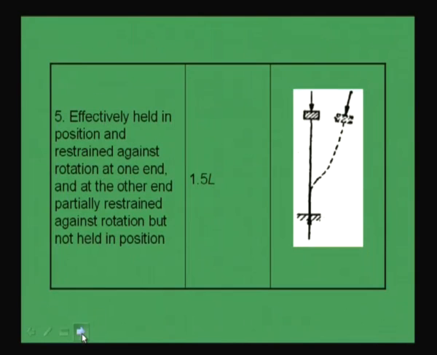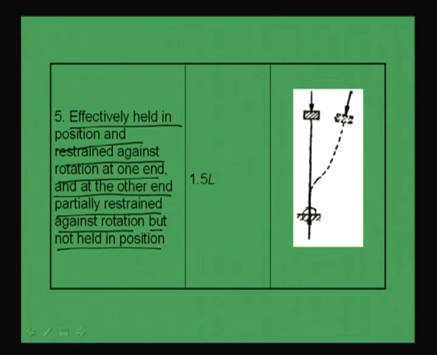This is another condition where it is told that the member is effectively held in position and restrained against rotation at one end, and at the other end partially restrained against rotation but not held in position. In this case, the effective length can be calculated as LE equal to 1.5L.